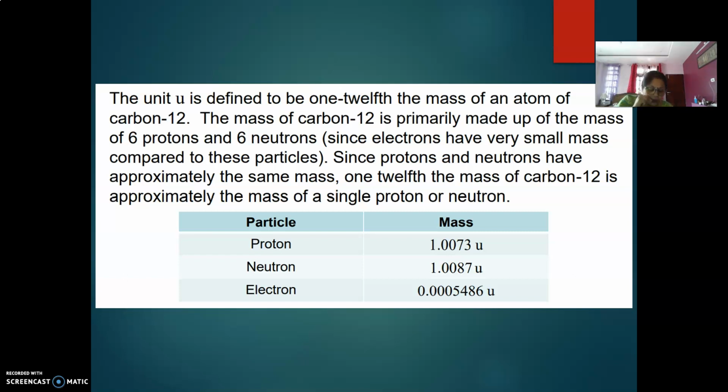We will go to radioactivity in our next chapter. There also we will be dealing with the isotopes of carbon other than 12. But if we go for the atomic mass unit, we take the most stable one, and the most stable one ultimately gives rise to the masses of proton, neutron and electron in atomic mass unit as this. So kindly write it down.